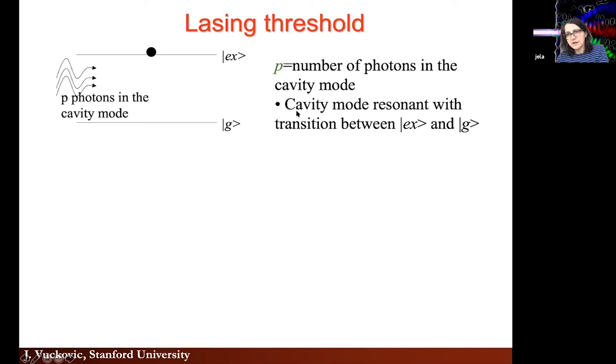Okay, we'll take a few minutes break and then I'll start talking about whispering gallery resonators. This part will not be derived, but of course you are very welcome to read it.